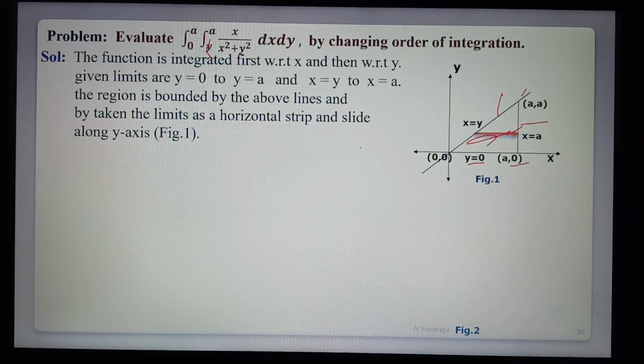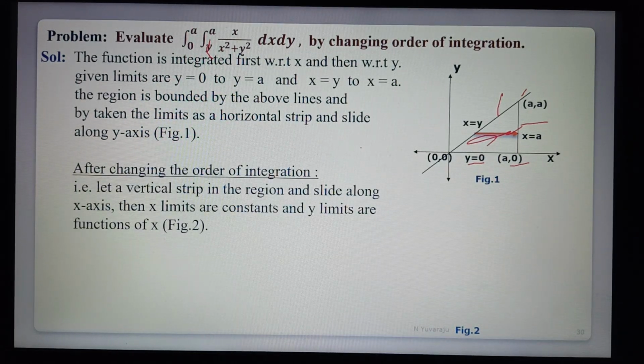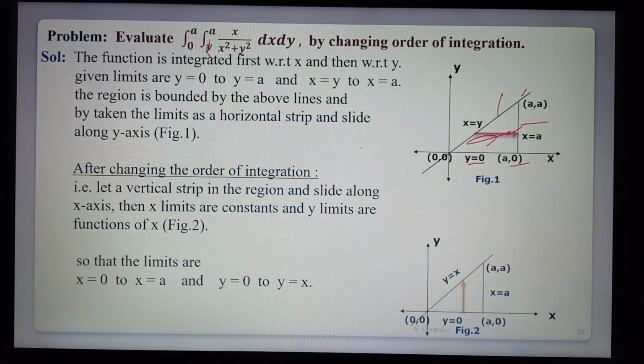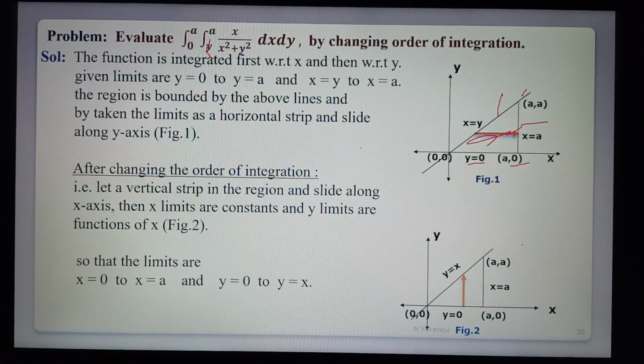Now change the order of integration. After changing the order, take a vertical strip in the region and slide along the x-axis. Then x limits are constants and y limits are functions. The function does not change and the region does not change, but the order changes. It is the same graph, but with a vertical strip assumption.